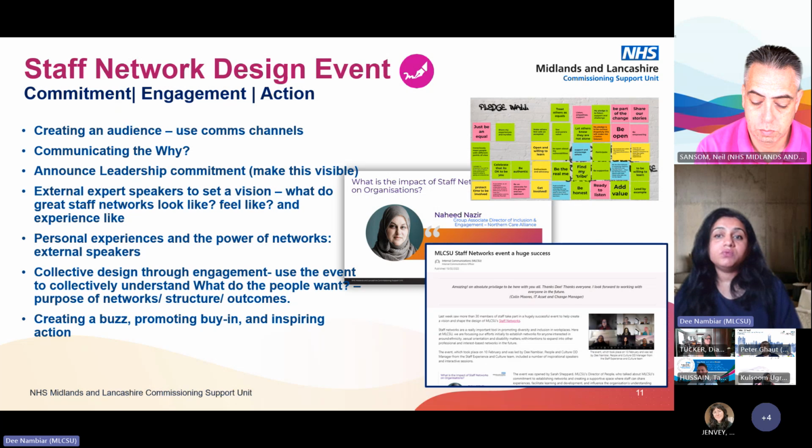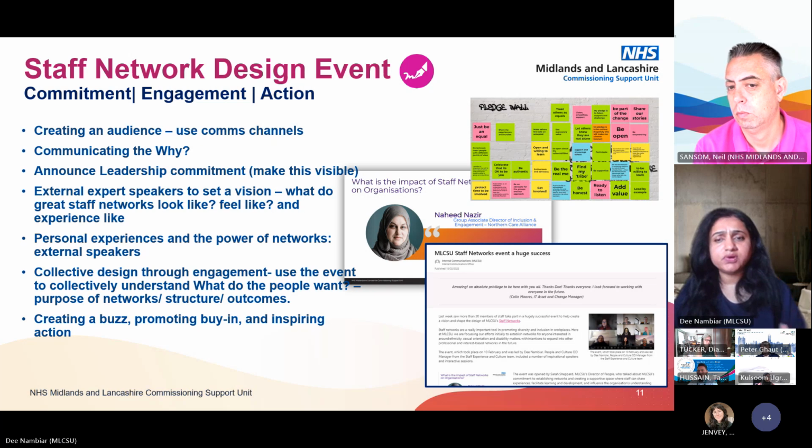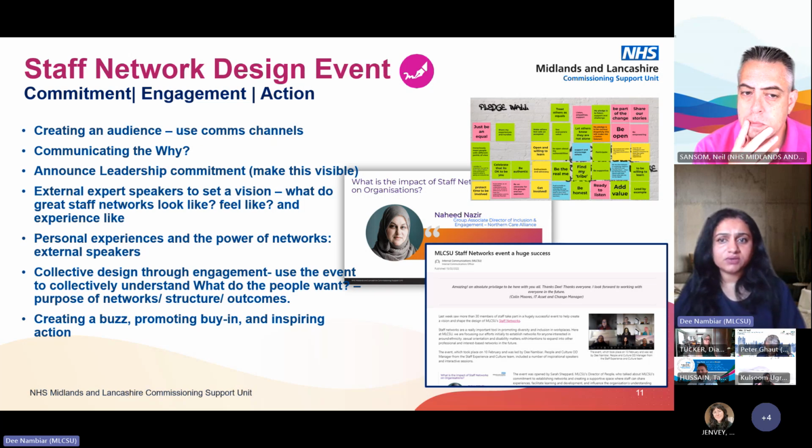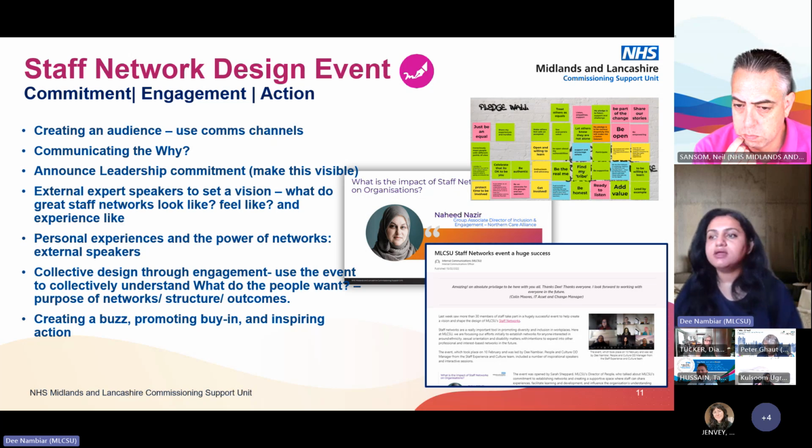So we did host a staff network design event where we invited speakers from outside the organization who have so much experience and expertise in the space, but also who can give us a brilliant picture of what great looks like. What do great staff networks look like? What do they feel like and what do they achieve? What are the tangibles that they can bring?